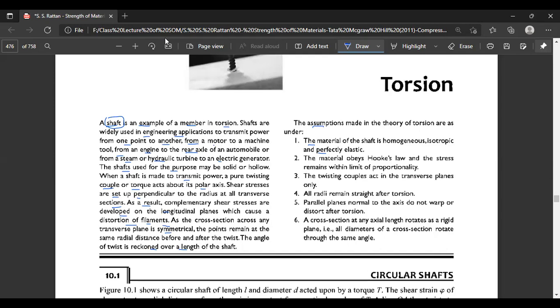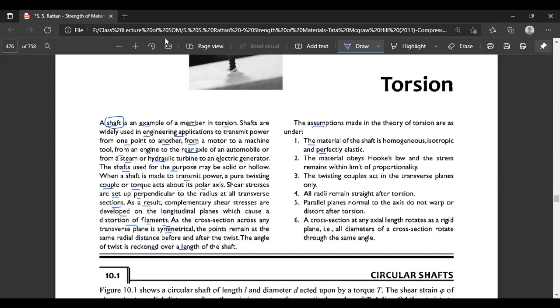The material obeys Hooke's law, meaning stress is proportional to strain, and if the stress is removed, the member will go back to its original shape and size. And the stress will be within the limit of proportionality.